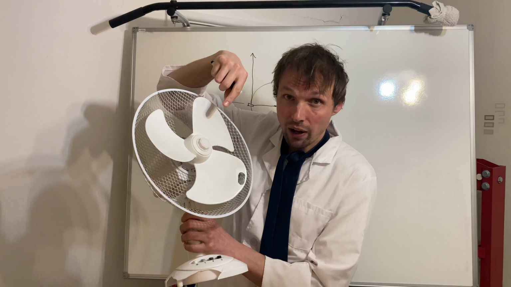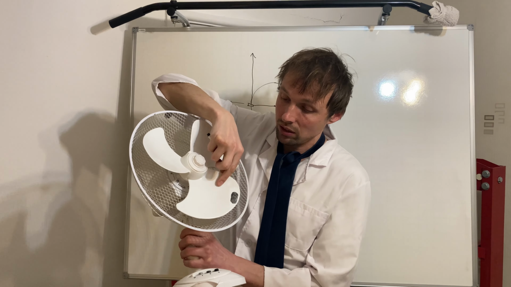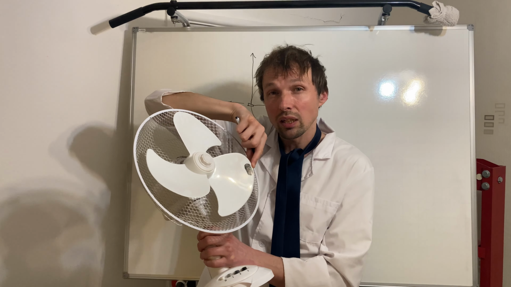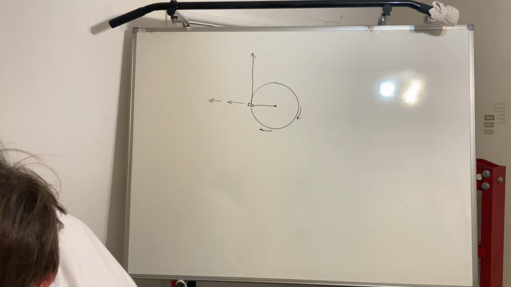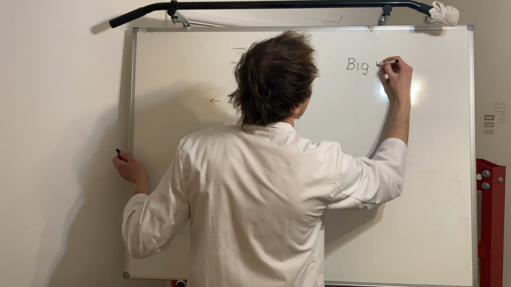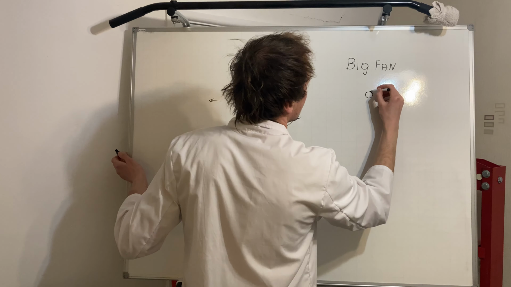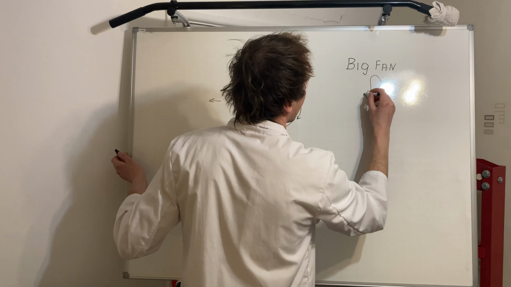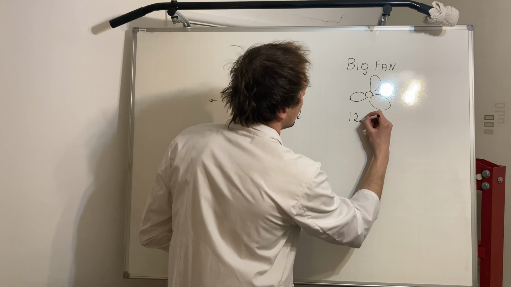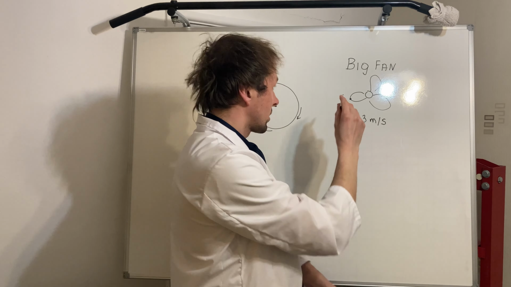So after measuring this fan and calculating the maximum speed of the fan, I found out that the outer side of the fan maximum speed is 12.3 meters per second. So I'm gonna write that down. This is gonna be the big fan. It looks like this, something like that. Okay, so the speed of this point is 12.3 meters per second. That's the maximum speed.